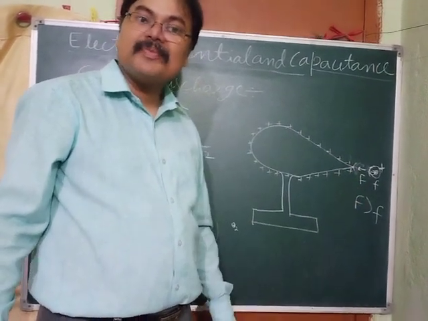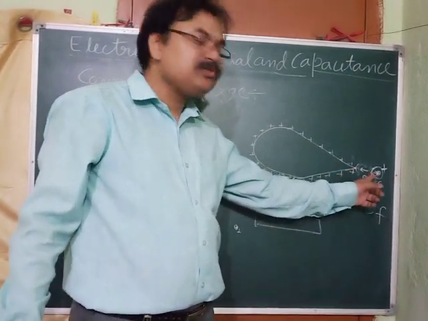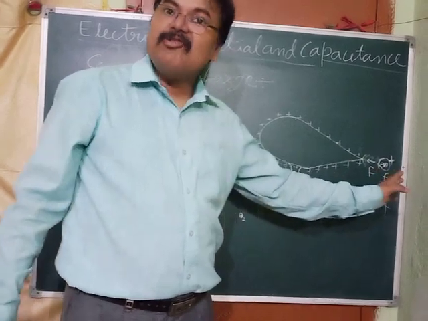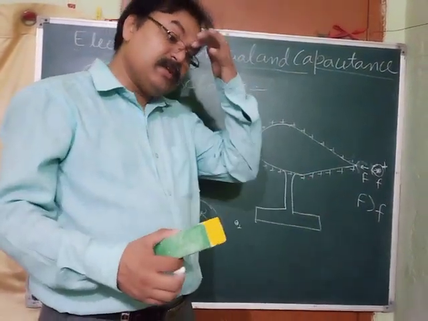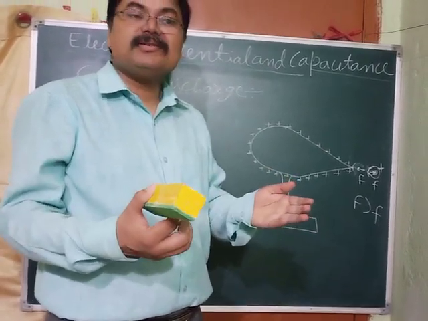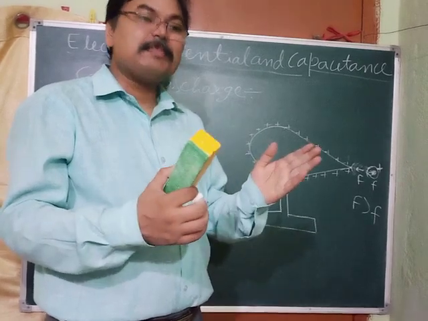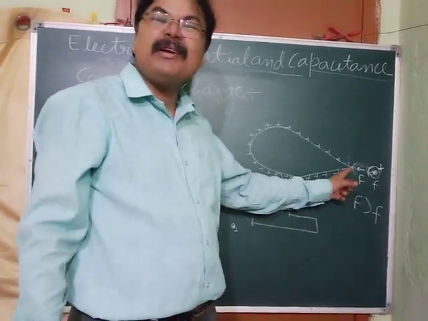So what did you find? The charge which was here has been discharged. Discharge means the charge is finished. It is no more charged. That means the charge is balanced by the opposite charge. That is called discharge. And that's what happened at the pointed end.